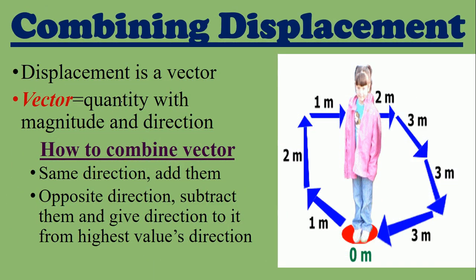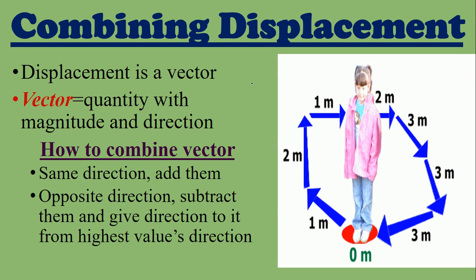Now we do combine displacement, because displacement is something called a vector, and a vector is a quantity with magnitude and direction. It means it has a number and it has a direction like north, south, east, west, up, down, left, right. Now, how you combine vectors, we're just going to talk in the general sense here. If they're in the same direction, you're going to add them. So if there are two vectors and they're both going north, you can add their values together. If they're in opposite directions, you're going to subtract them and give the direction to the highest value direction.